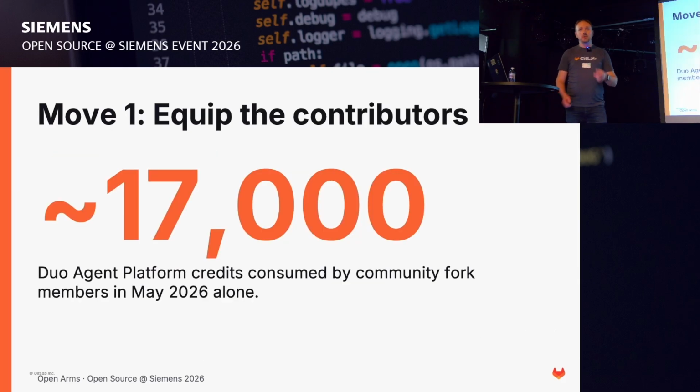So the first thing we did is equip our contributors with our own tools. Duo Agent Platform is our big AI toolkit, and we enabled that across our community forks. And so far in May, we've consumed 17,000 of our credits in our community forks by contributors actively working to better their contributions into the GitLab code base.